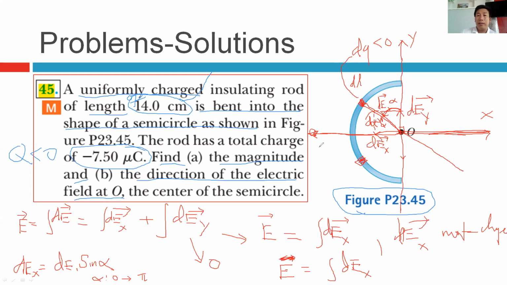Okay, and how can we calculate dE? dE can be calculated in this way, equal to k dq divided by the distance between dl and O squared. I call it a. Did they give us a? They didn't give us a, but we can calculate a.